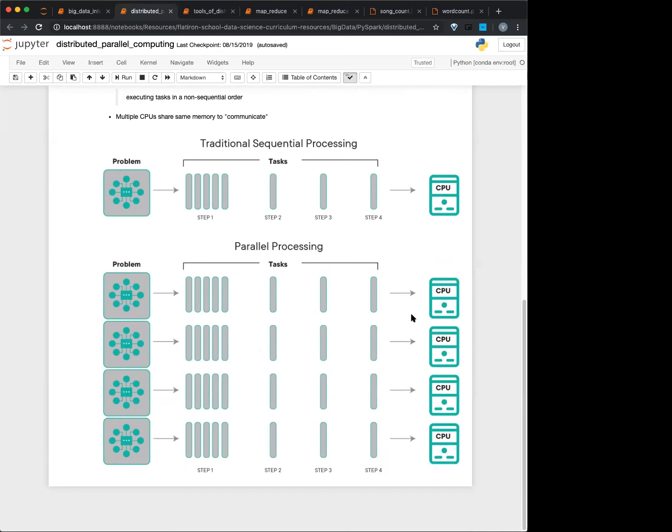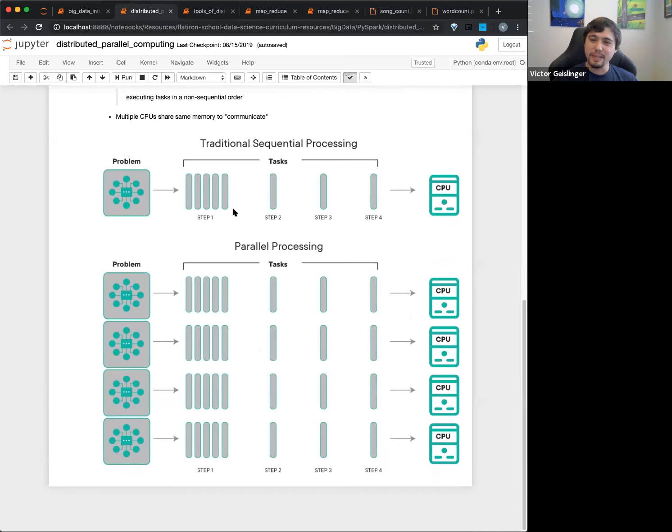So is it that each individual CPU is like the top one's doing step one, second one's doing step two, third one from the bottom, step three, step four, etc.? This might not be the best picture, but for parallel processing, it's like I'm going to give you a stack of papers and you just start. You don't have to wait for the first person to complete this part.